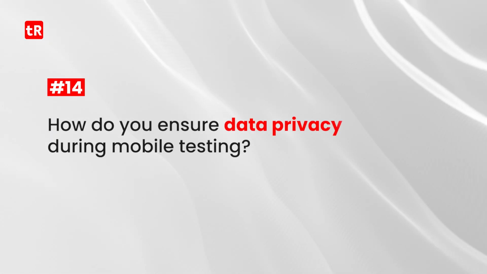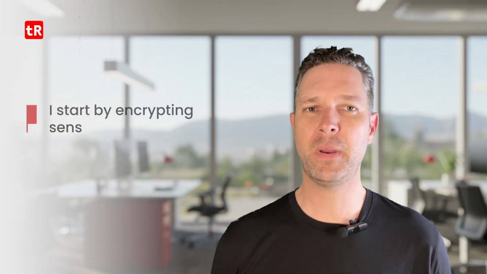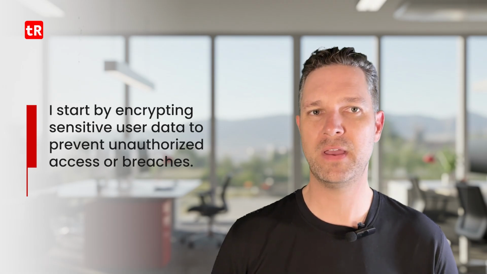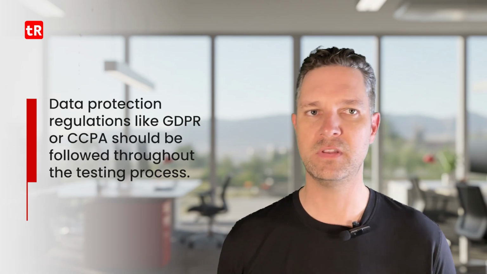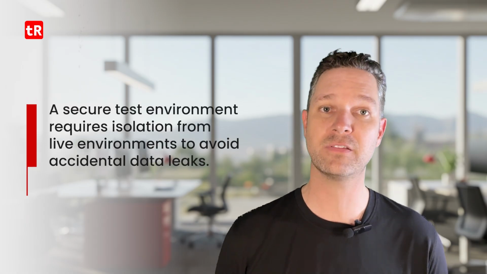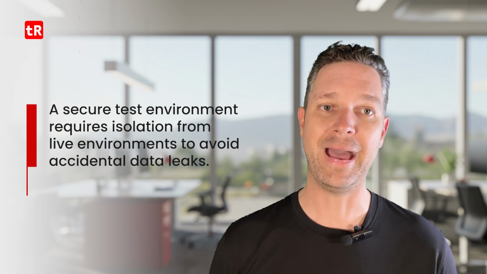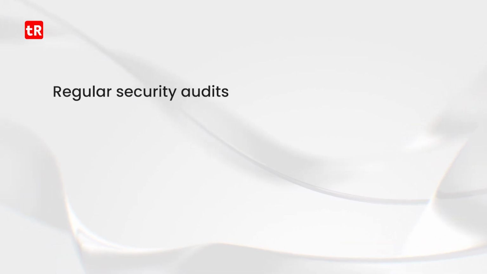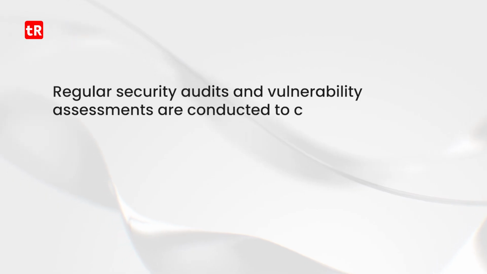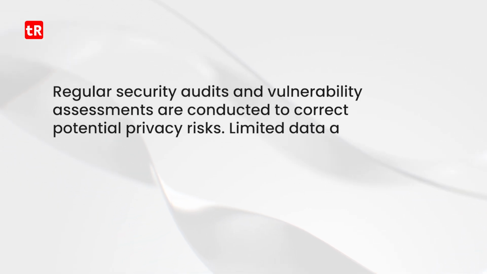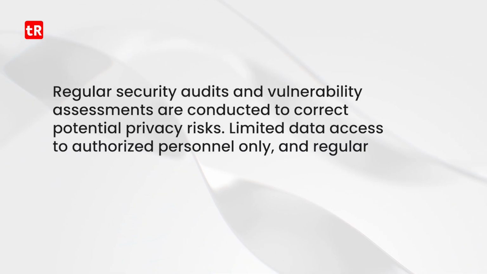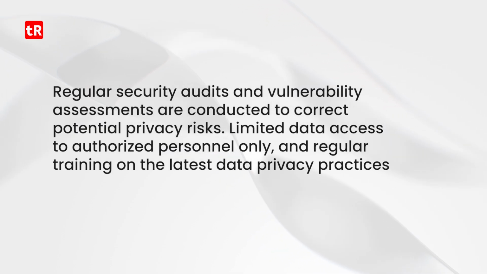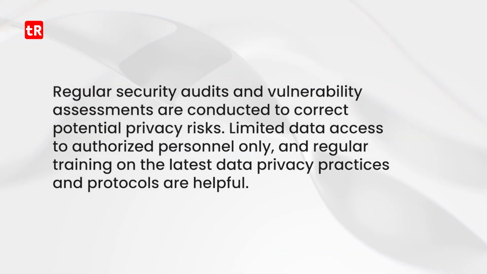How do you ensure data privacy during mobile testing? You could answer this as, I start by encrypting sensitive user data to prevent unauthorized access or breaches. Data protection regulations like GDPR or CCPA should be followed throughout the testing process. A secure test environment requires isolation from live environments to avoid accidental leaks. Regular security audits and vulnerability assessments are conducted to correct potential privacy risks. Limited data access to authorized personnel only, and regular training on the latest data privacy practices and protocols are helpful.